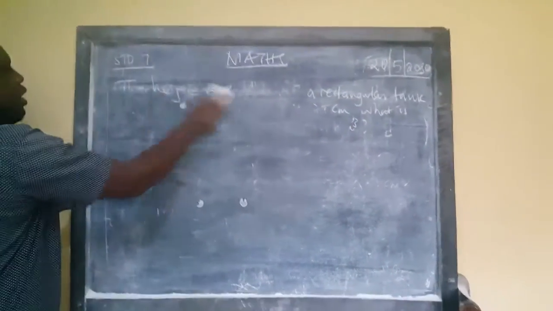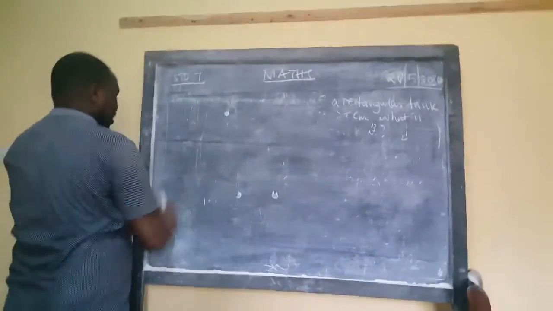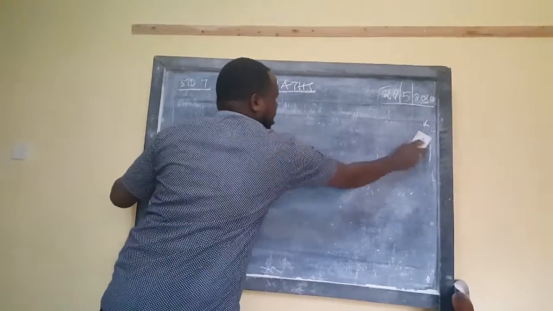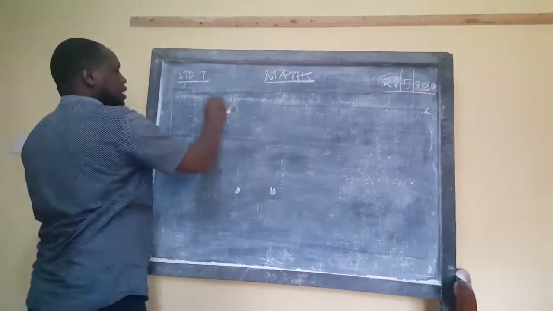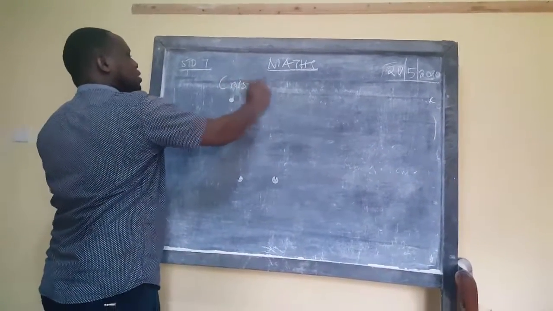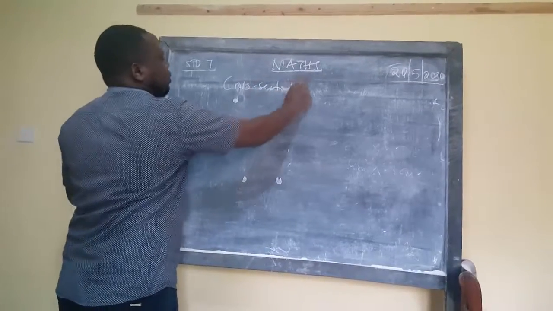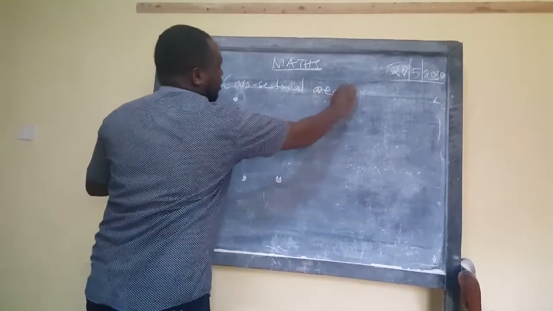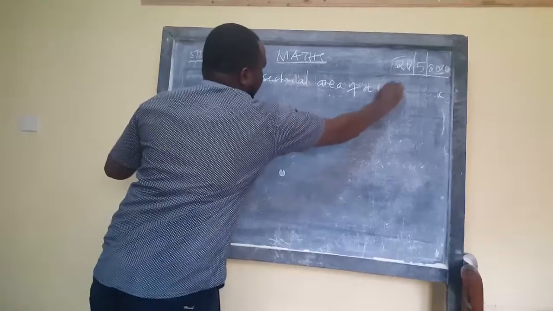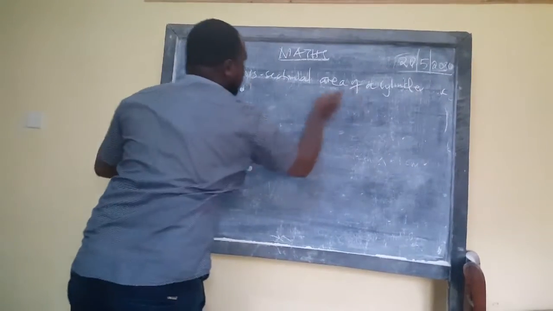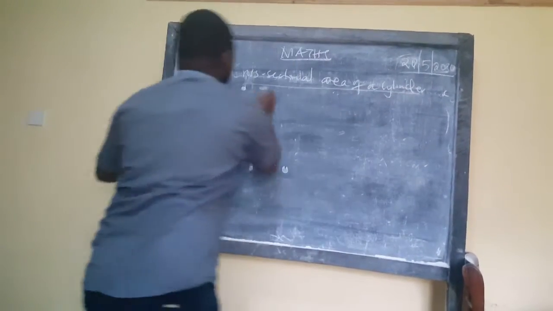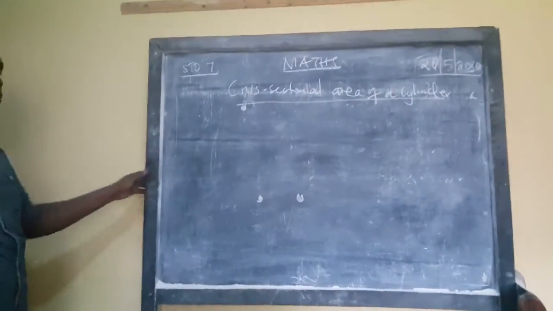In our lesson today, we are going to look into the cross-section area of a cylinder. And later, we will use this to get the volume.